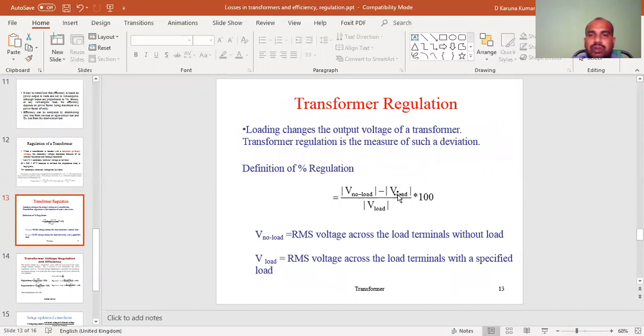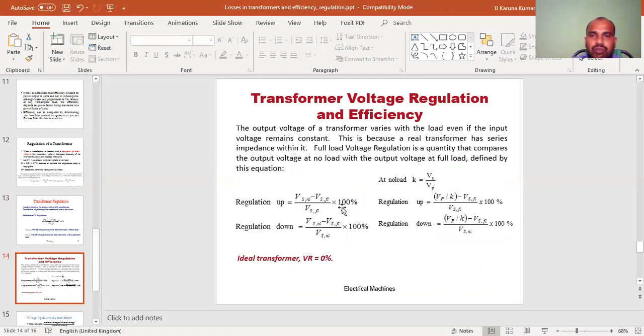The no load voltage minus full load voltage by full load voltage is also called the difference. Loading changes the output voltage of a transformer, and transformer regulation is the measure of this. No load voltage minus full load voltage by full load voltage into 100 is called regulation. The ratio of the difference between the no load voltage and full load voltage to the full load voltage is called voltage regulation.